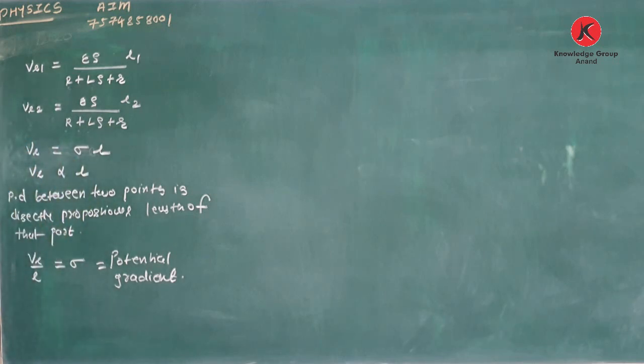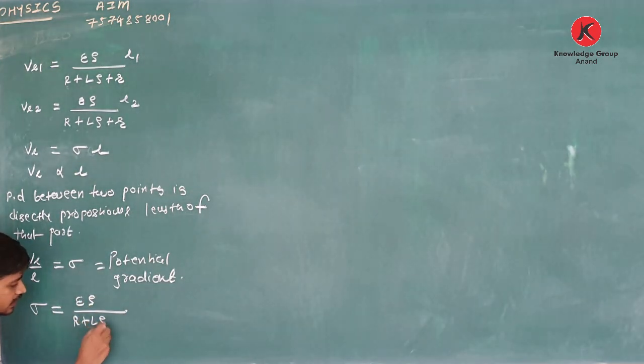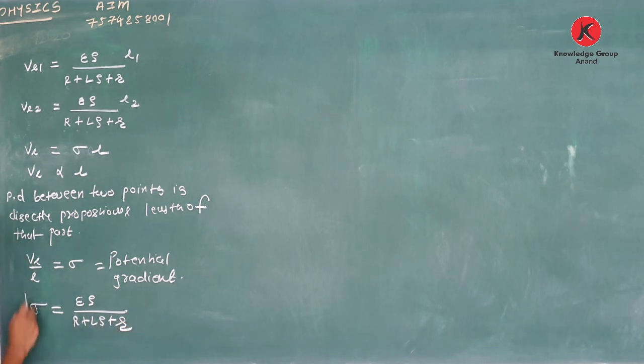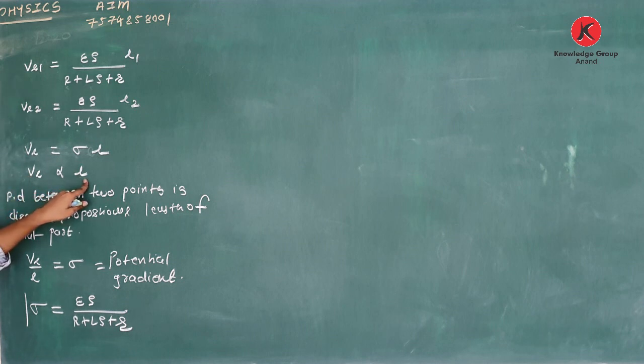What is the value of potential gradient? Sigma is equal to E rho upon R plus L rho plus R. Yes, you have to remember this. So it is the principle of potentiometer wire: VL is proportional to L, or you can write VL is equal to sigma L.